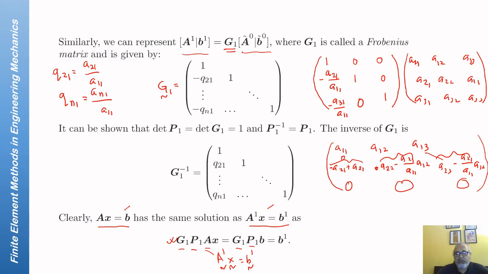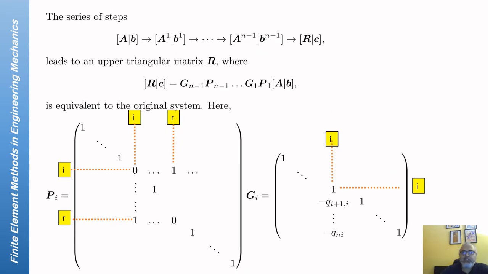Okay, so having proved that the permuted and eliminated system at one step is equivalent to the original system, let us see what is the effect of n such steps of permutation and elimination. So if you do n steps, so you go from AB, which is the original system, to A1 B1 to An minus 1 Bn minus 1, you end up with the augmented matrix RC, where R is upper triangular.